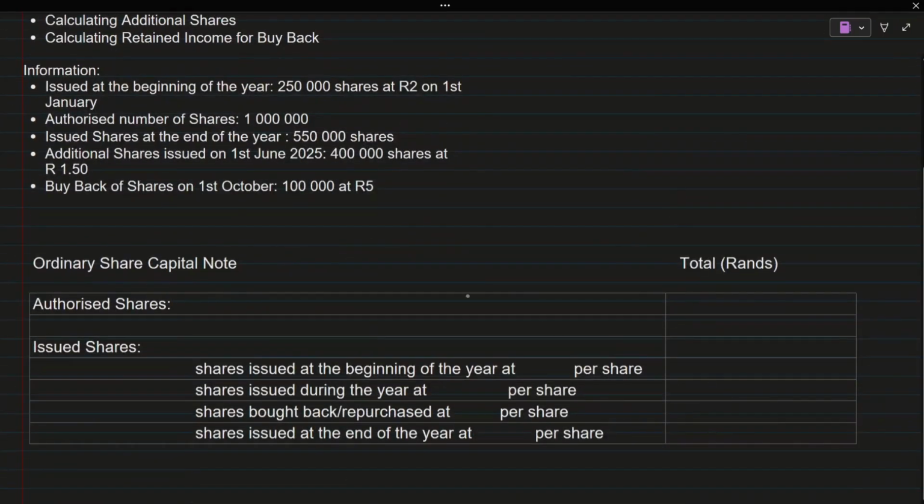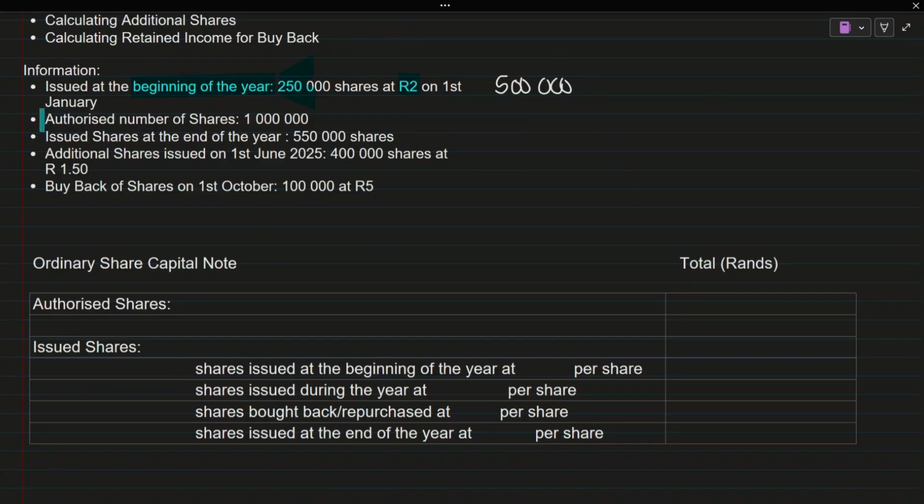Okay, we have our information, and I have the format below just in case you're unfamiliar with it. Issued at the beginning of the year means it was issued previously, and we have to put it right at the top. It's our opening balance. So it's 250,000 shares at 2 Rand on the 1st of January. That means my total Rand amount is going to be 500,000. I'm just going to write it here for now, and we will fill it in just now.